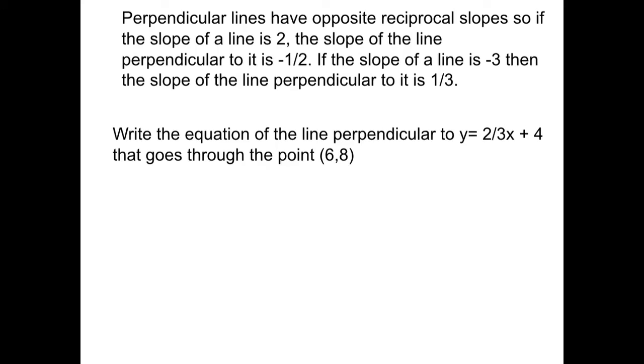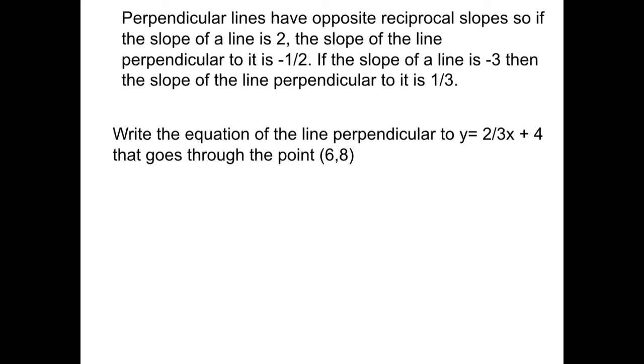I like to say opposite because when I say negative, so many of us think that the slope of the perpendicular line has to be negative. However, if the slope of the original line is -3, then the line perpendicular to it will be the opposite, which would be positive, and the reciprocal of 3, which is 1/3. So the perpendicular line slope is 1/3.